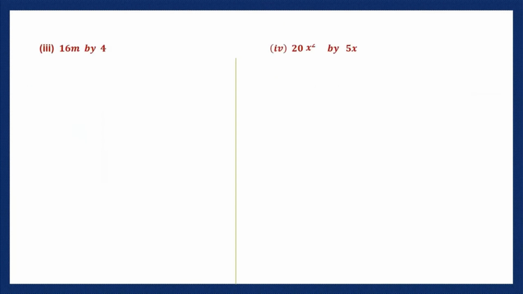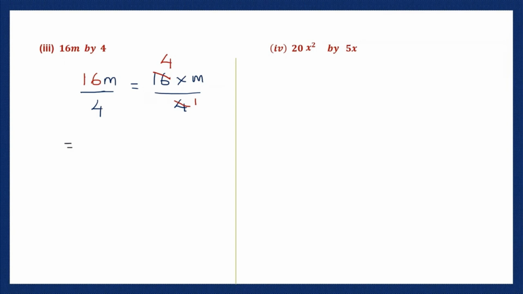Question 3. Divide 16m by 4. So 16m will divide it by 4. So 16m by 4 is 16 into m divided by 4. So now let's cancel what we can. I can cancel 4 and 16. 4 ones are 4. 4 fours are 16.